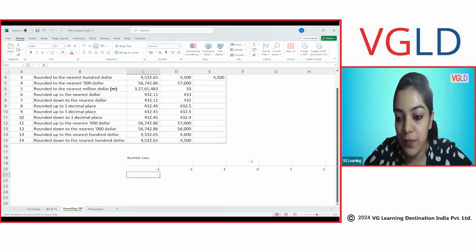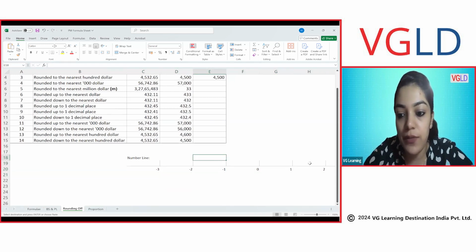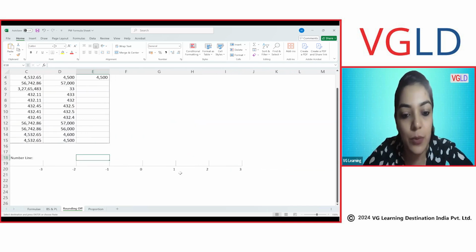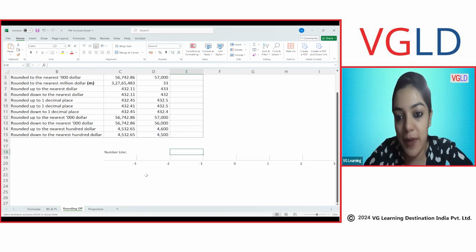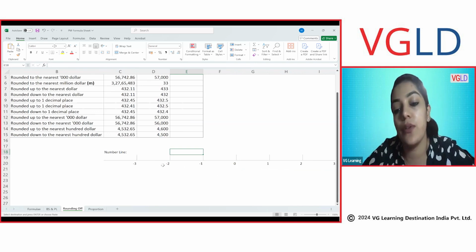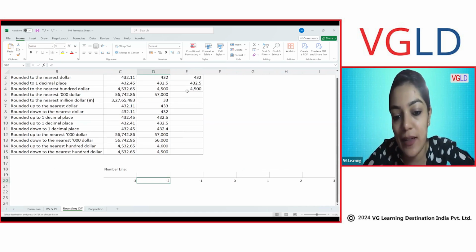So I told you that this 0 is the decimal point. Now if I want 2 decimal places, I do 1, 2. I put 2. Now I want the hundreds place. So I have to go to the left of the decimal and therefore I have to put minus 2. I hope it is clear now.